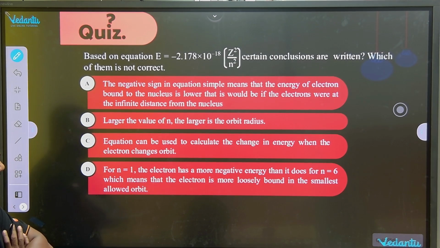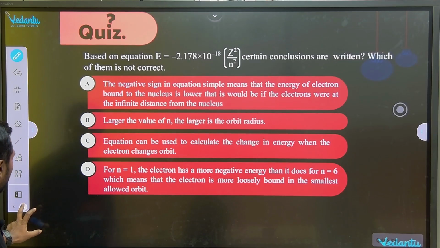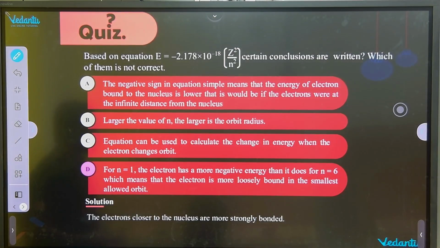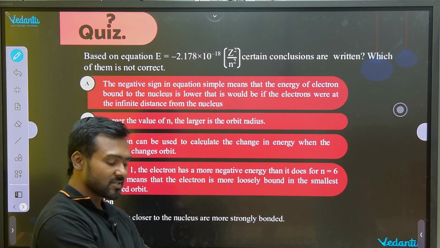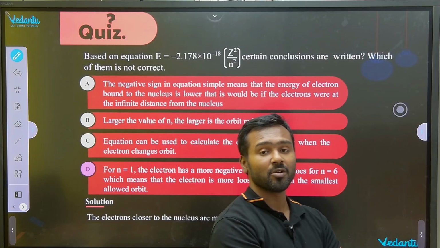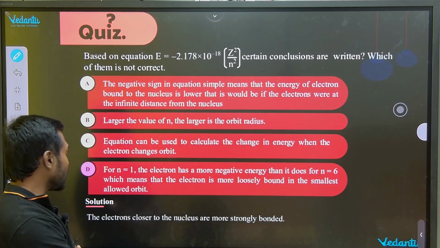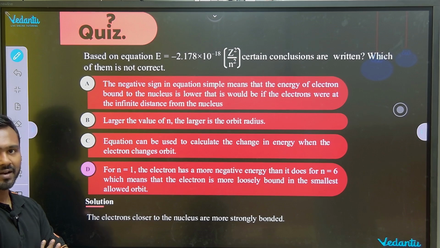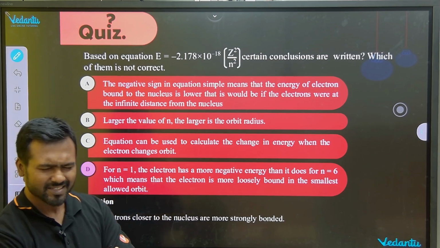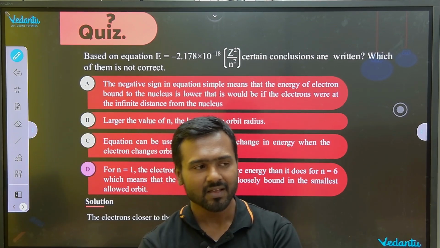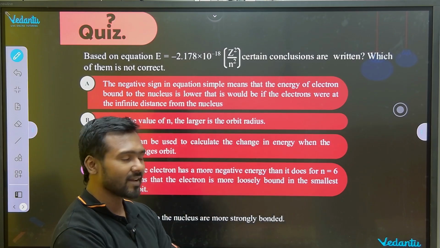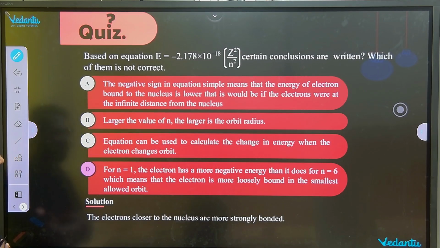So the statement says the smallest orbit is loosely bound. The smallest orbit is tightly bound. See, an electron closer to the nucleus is strongly bonded. It's not loosely bonded. It's a simple line they are asking. It's strongly bonded, right? So the remaining three are correct, and they asked which is not correct. So the last one, which says loosely bound, is not correct; it is strongly bound.